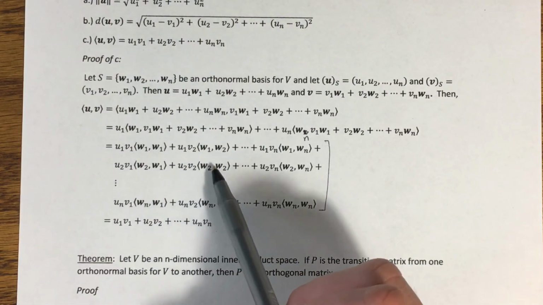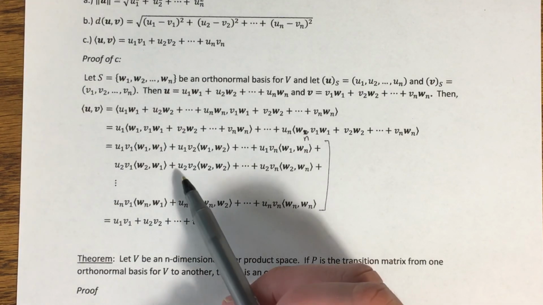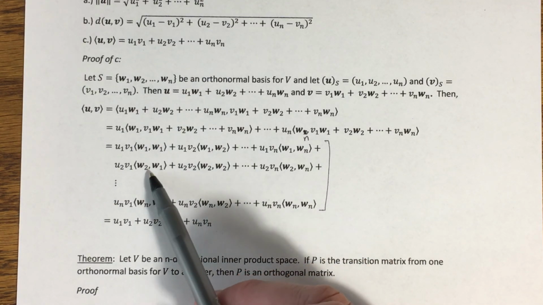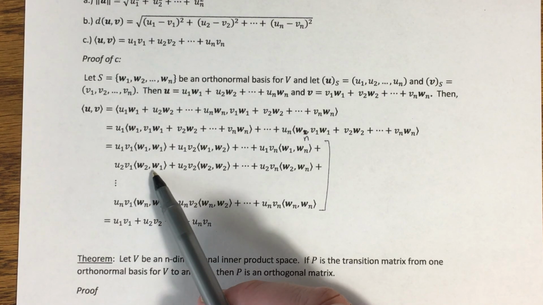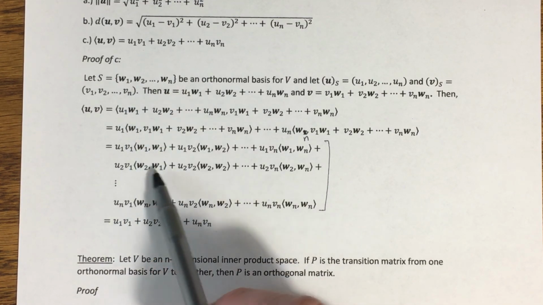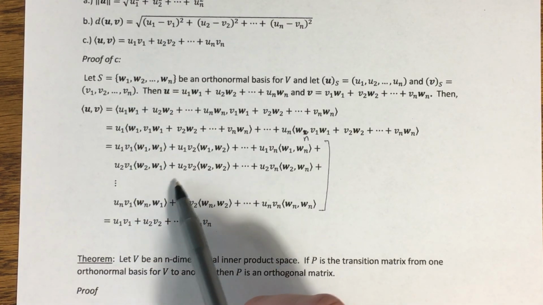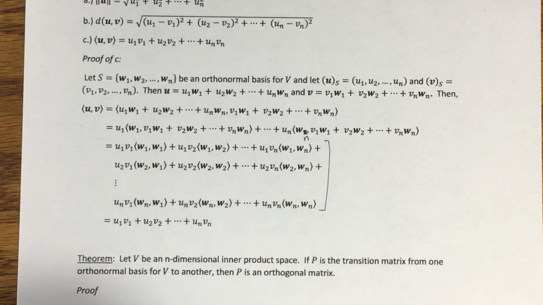Well, again, if it's orthonormal, that means it's also orthogonal. So if I take the inner product of any of these vectors with any of the other vectors in S, those will all go to 0. So that means there's nothing else except for these n terms right here. And that's what part C of this theorem is saying. Okay?